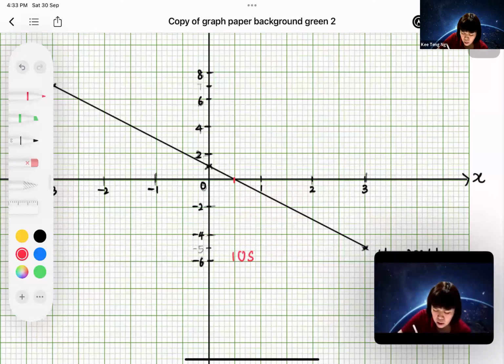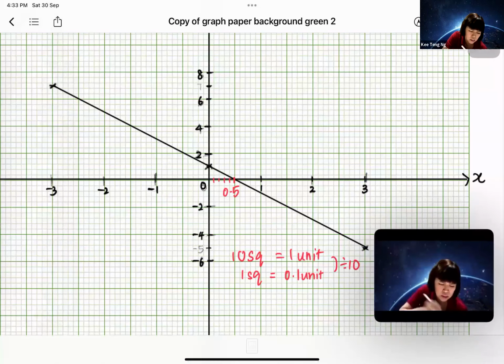10 squares represent 1 unit. So one small square will be 0.1 unit. You divide by 10, right? Divide by 10, you get 0.1 unit. So this one, 0.1, 0.2, 0.3, 0.4, 0.5, right? So the x value is 0.5 of a unit.